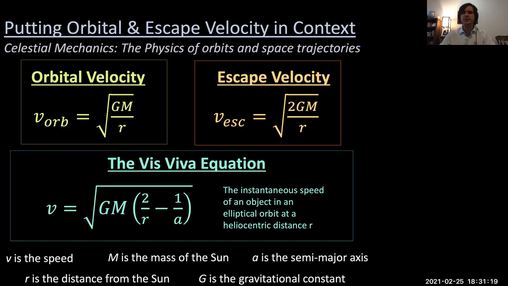Now, something I didn't introduce in class is what's called the vis-viva equation. It's basically the advanced version of orbital velocity. Notice that it looks very similar to the orbital velocity equation, except the vis-viva equation gives you the instantaneous velocity of an object on an elliptical orbit.